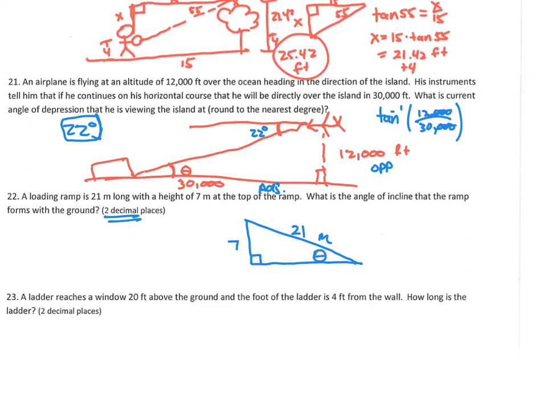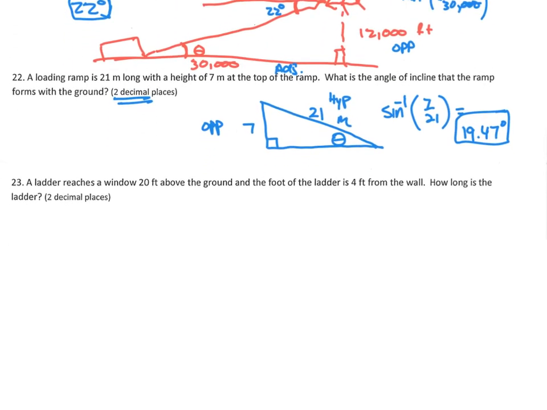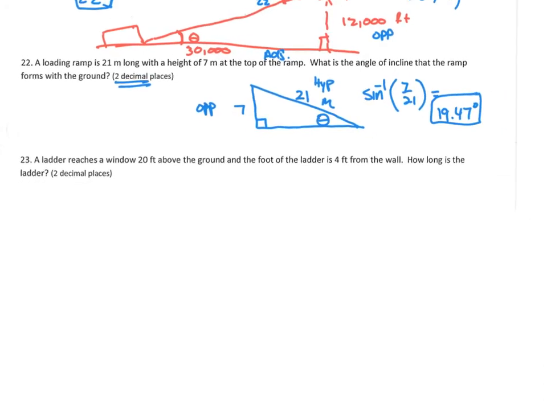So to get that, we're going to use inverse sine, because opposite and hypotenuse. So inverse sine of 7 over 21. So that will be 19.47 degrees. That's our answer. Next question says, a ladder reaches a window 20 feet above the ground, and the foot of the ladder is 4 feet from the wall. How long is the ladder?